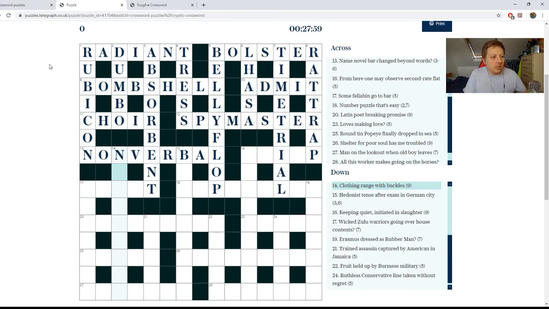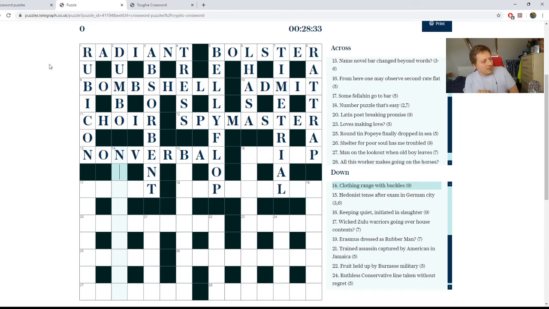14 down. Clothing range with buckles. With buckles, of course, isn't just the clothing item. It can mean to collapse in on itself. Clothing range, whatever Georgia Asda sells.